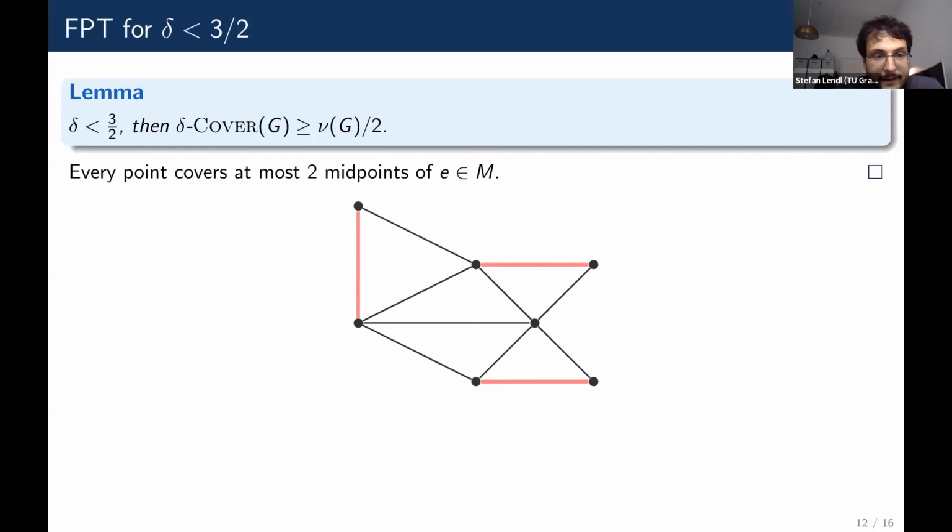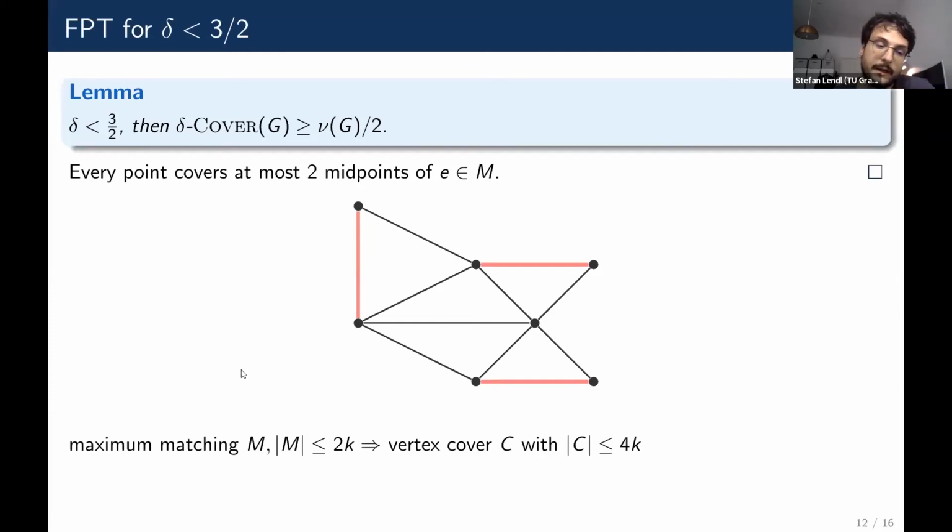And why is this the case? It's the case because every point that we select covers at most 2 midpoints of matching edges. So no matter where I place a point, it cannot cover more than 2 midpoints of matching edges. And this only holds true for delta less than 3/2. As soon as I have delta equal to 3/2, this does not hold anymore. And this is where this FPT argument breaks, exactly at this point.